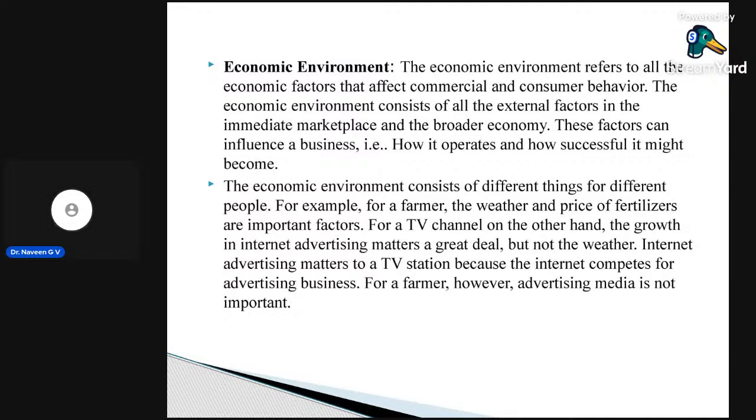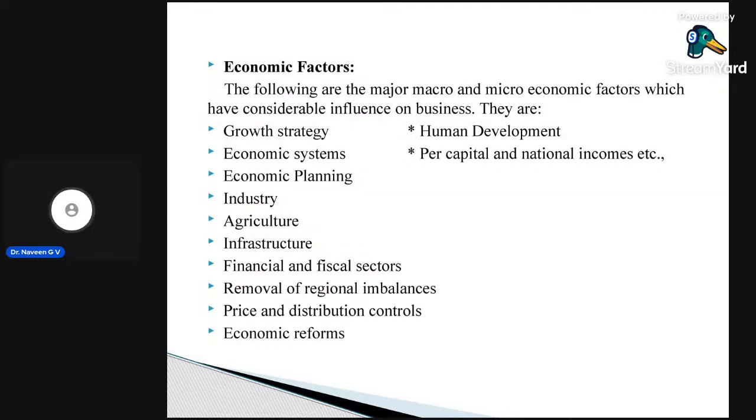As we know about these economic factors, what are the economic factors we should know about? The following are the major macro and microeconomic factors which have considerable influence on the business. There is growth strategy. The growth strategy is the most important thing for the business.